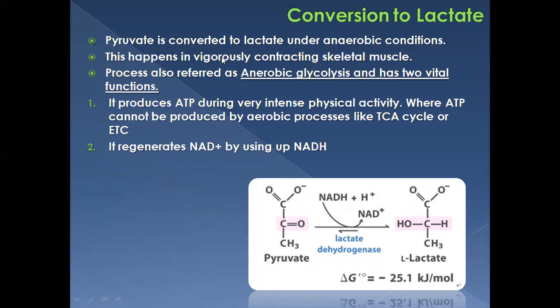The reason behind the conversion of pyruvate to lactate is that pyruvate cannot be oxidized under anaerobic conditions. But pyruvate needs to be converted to some other form in order to provide energy. And the conversion of pyruvate to lactate takes place under such anaerobic conditions where there is vigorous contraction of skeletal muscles. This vigorous contraction of skeletal muscle obviously requires ATP, that is the energy.